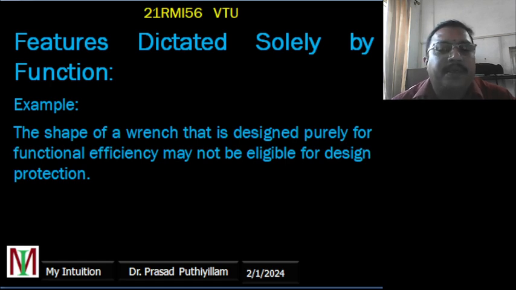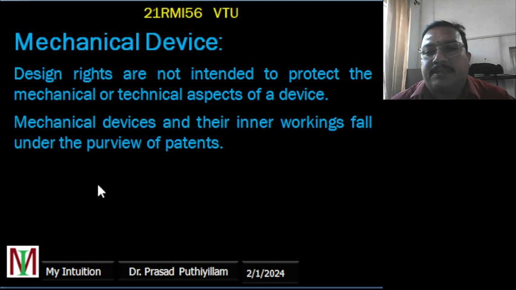For example, take the shape of a wrench which is designed purely for functional efficiency. That is not a design; that is to increase the efficiency. So the shape of the wrench cannot come under design protection, because it increases the functional efficiency, but it can be patented directly. Then mechanical devices.